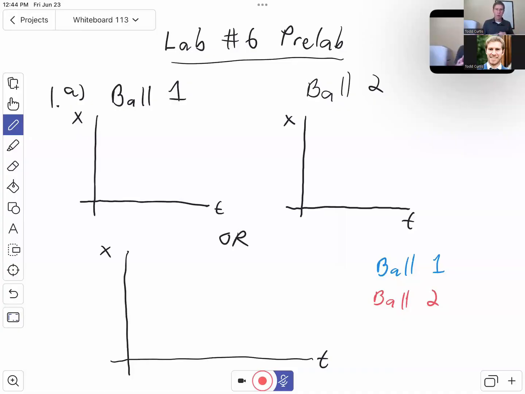So here's the first question. It asks us about these two billiard balls that are going to collide with one another. One starts at rest and the other moves towards it, hits it, and then it stops as the second ball continues on. And we're asked to sketch position as a function of time for each of these.